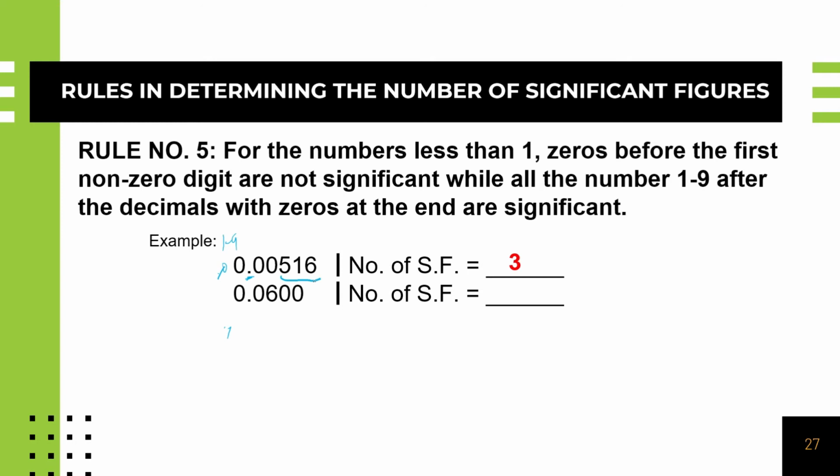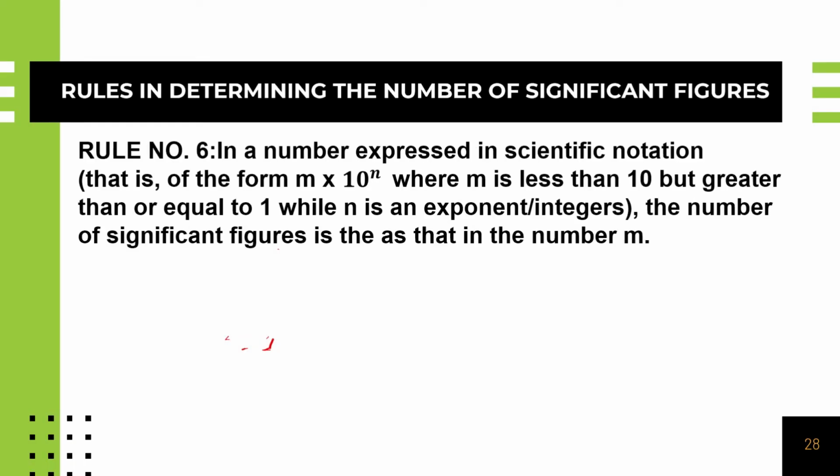Ayan po. Okay. So next one is number of significant figures of 0.0600. The number of significant figures is 3 also. Okay, again dahil wala tayong numbers from 1 to 9 here at meron tayong decimal places. Okay. Next, rule number 6.